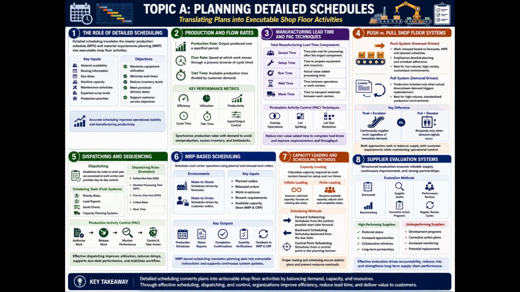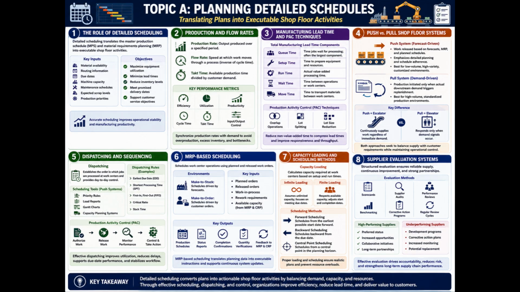In lean environments, takt time establishes the required pace of production by dividing available production time by customer demand. Organizations strive to synchronize production rates with demand to avoid overproduction, excess inventory, and bottlenecks. Throughput evaluation relies on metrics such as efficiency, utilization, productivity, cycle time, takt time, and input-output control to assess operational performance and identify improvement opportunities.